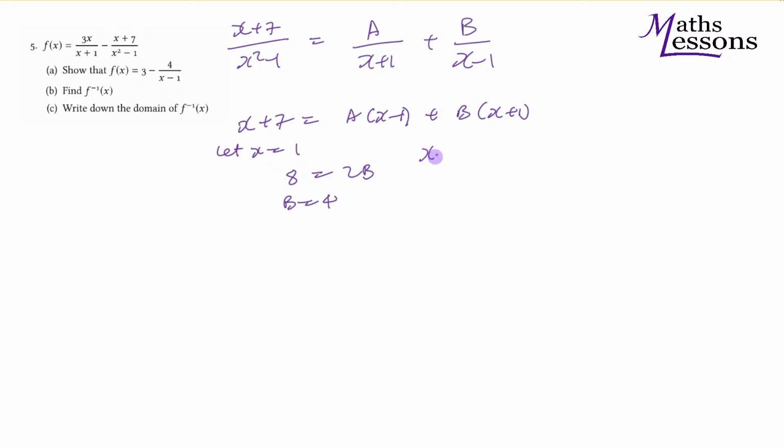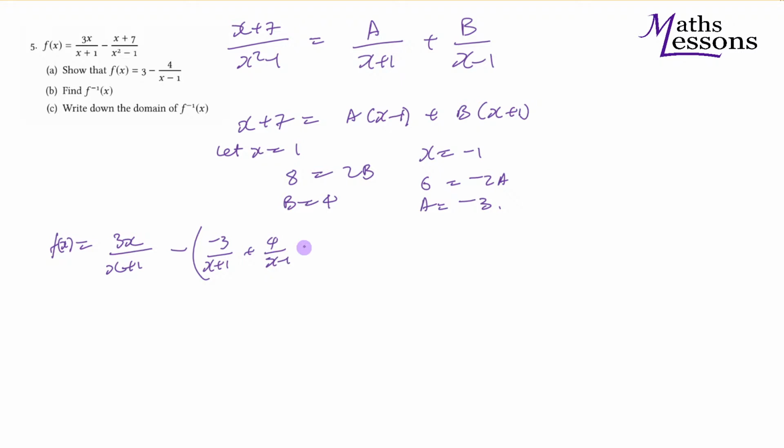And if we let x equal minus 1, then this will equal 6. We get 6 equals minus 2a, and this will equal 0. So a will equal minus 3. So therefore we have got f of x is equal to 3x over x plus 1 minus, now we've got a over x minus 1, it's minus 3 over x plus 1. And we've got minus all of this, and then we've got b, which is plus 4 over x minus 1.